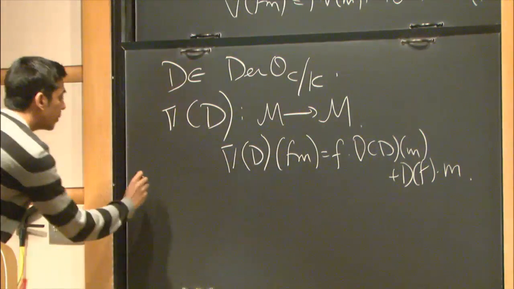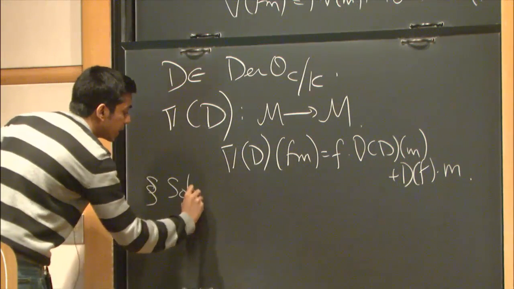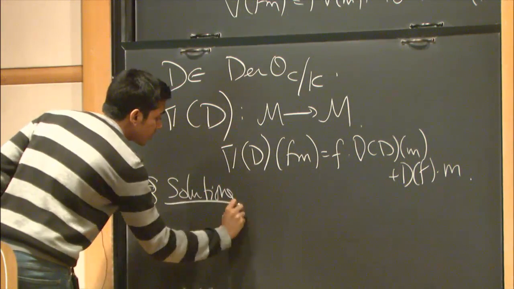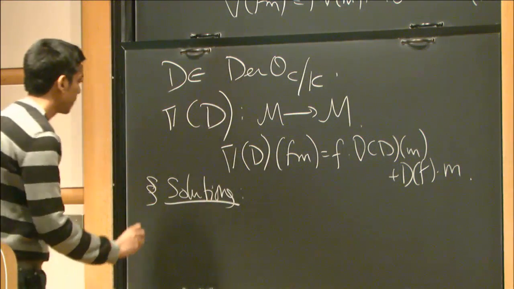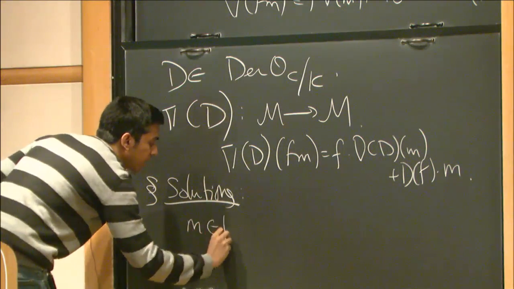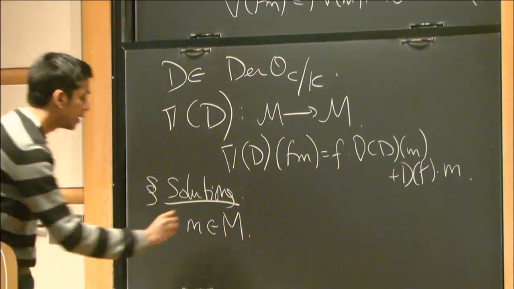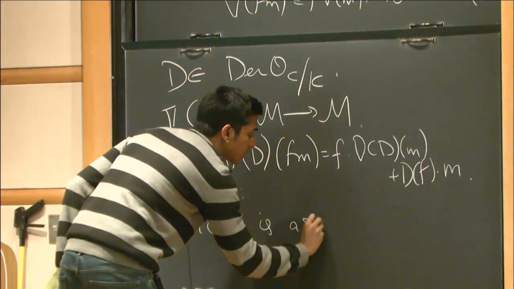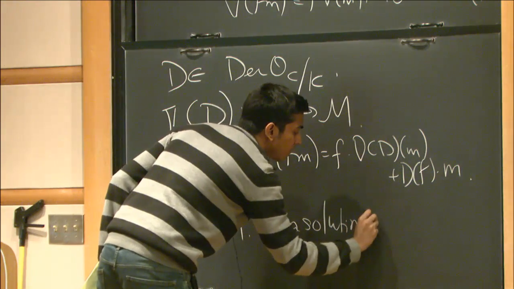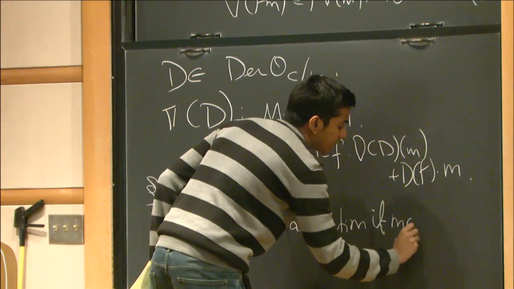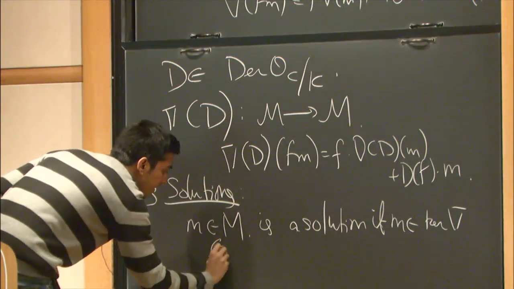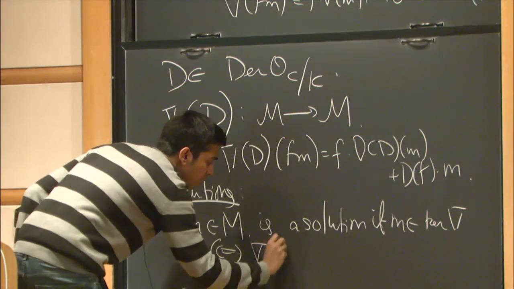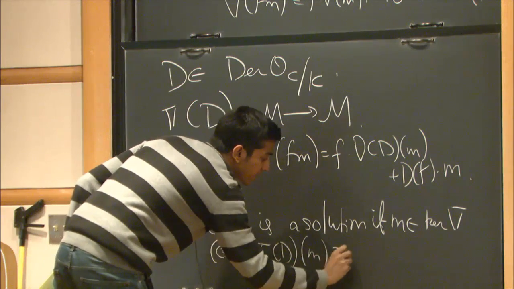And what we're going to be mainly concerned with is solutions to such vector bundles with connection. So we say that M, a section of the vector bundle, is a solution if M is in the kernel of nabla. So this is the same as saying that for all derivations D, you have nabla D of M is 0.